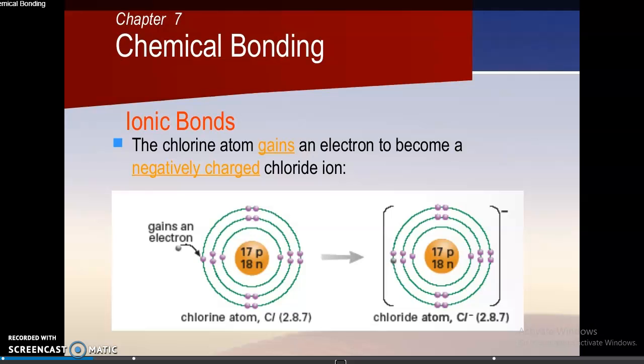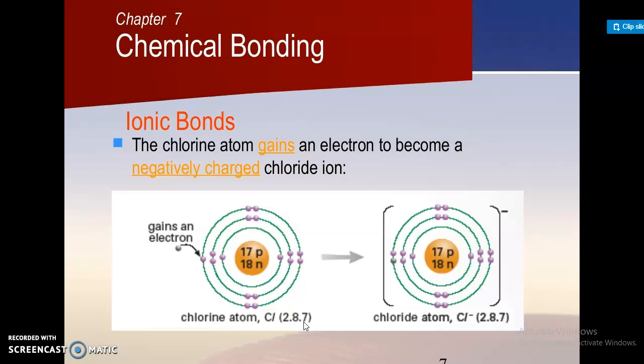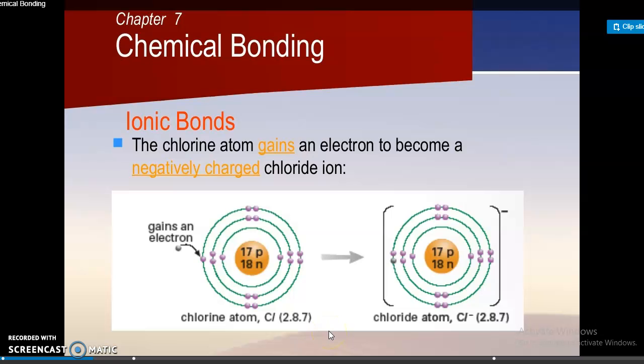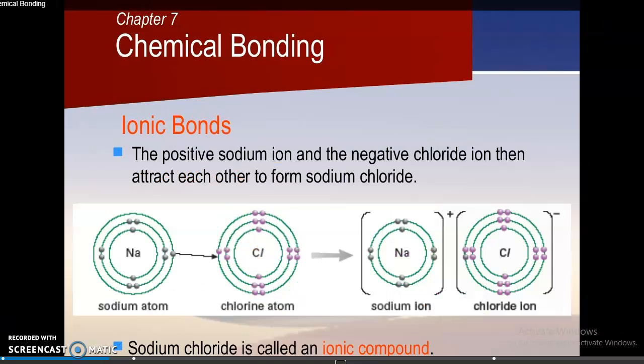When chlorine atom gains this electron, chlorine changes into chloride ion with -1 charge, because if you check its configuration, atomic number 17, it can gain 1 electron because outermost it has 7 electrons. It is in need of 1 electron to complete its octet, so chlorine atom changes into chloride ion. In this way, we have 2 types of ions, positive and negative.